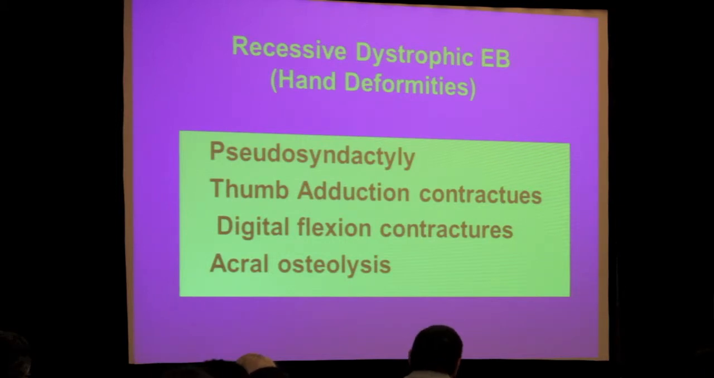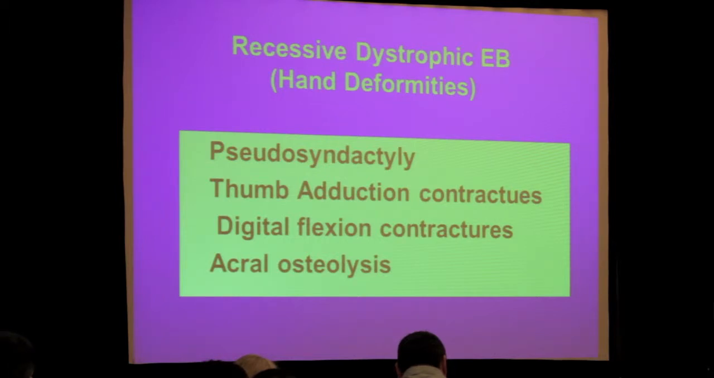I'm going to talk primarily about three different types of hand deformities. The first is pseudosyndactyly. Syn means together, dact means digit, so this is a digit which is webbed together. This is pseudosyndactyly as opposed to congenital syndactyly, which would be someone who was born with two or more fingers that are webbed together.